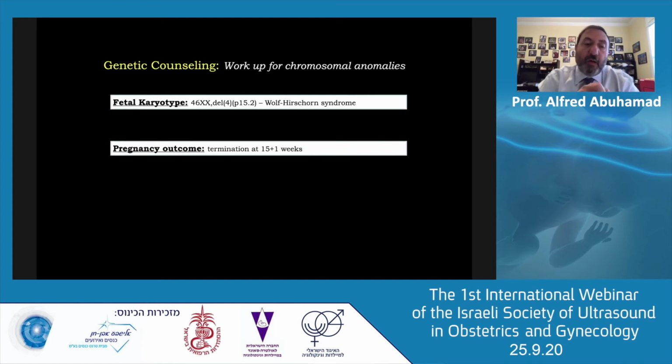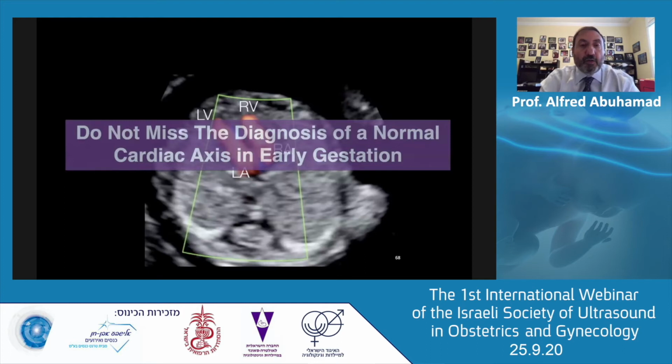So this shows you how important the cardiac axis is in the evaluation of the fetal heart in early gestation. So do not miss the diagnosis of an abnormal cardiac axis in early gestation.